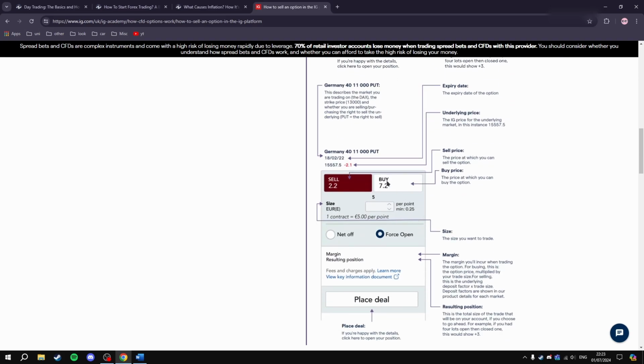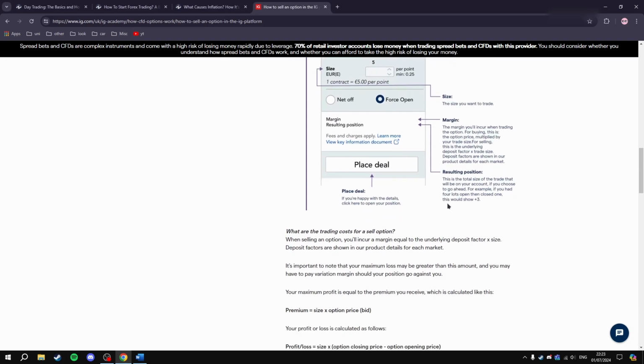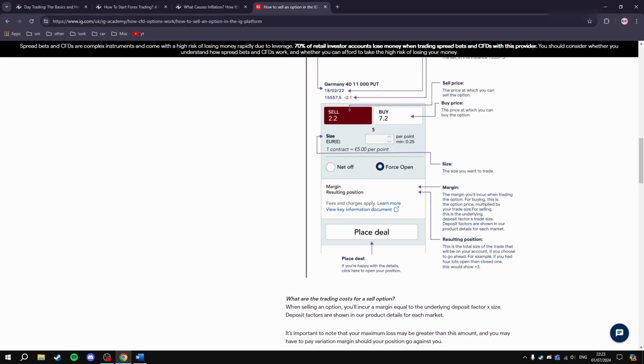Sell price, the price which you can sell the option. Buy price, the price which you can buy the option. Size, the size you want to trade. Margin, the margin incurred when trading the option. Okay, yep. Resulting position, total size, yep. Place deal, if you're happy with the details, click here to open your position.